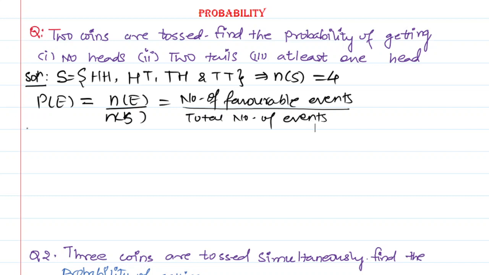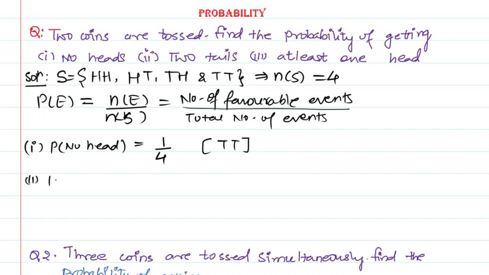So let's take the first question. I don't want any head. So probability of no head. There is only one option, that is tail and tail. Probability of not getting any head is only tail and tail, which is occurring only once. So I will have the probability as 1 by 4. And what is the case that I have taken? Tail and tail.